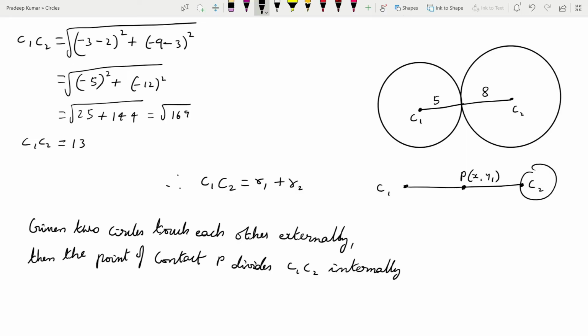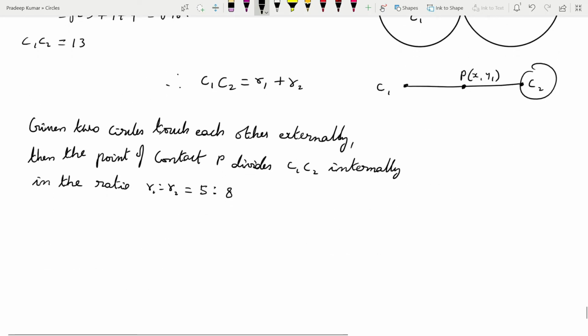Alright, so they are being divided in the ratio R1 is to R2, which are the two radii. The first radius was 5 and the second radius was 8. So this is the ratio in which both of them are divided. Now we'll find out this particular point of contact.